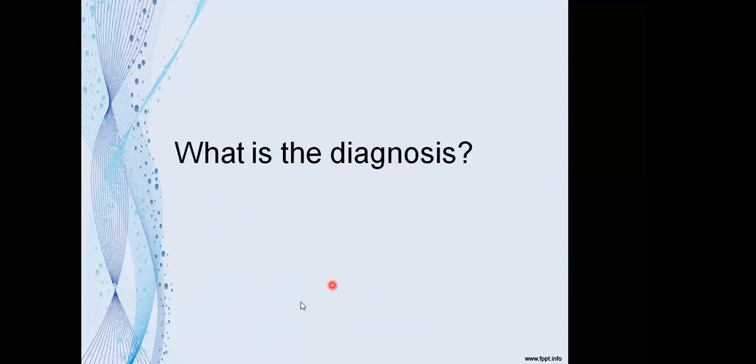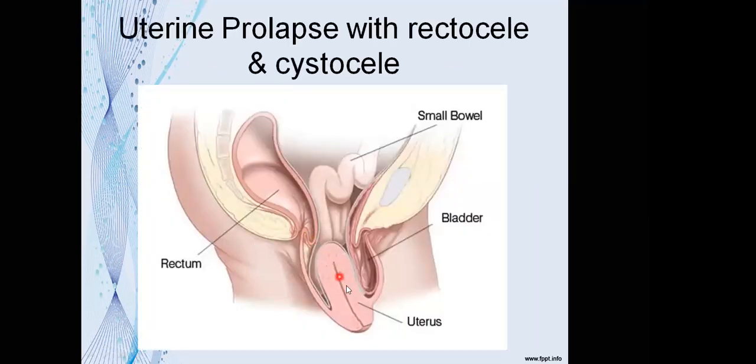So what is the diagnosis? Simply it is the uterine prolapse. Depending on the degree of prolapse, there can be cystocele as well as the rectocele. जब urinary bladder नीचे आ जाता है तो उसको हम कहते हैं cystocele, ठीक है? और जब rectum नीचे आ जाता है, rectum prolapse होता है तो उसको हम कहते हैं rectocele, right?